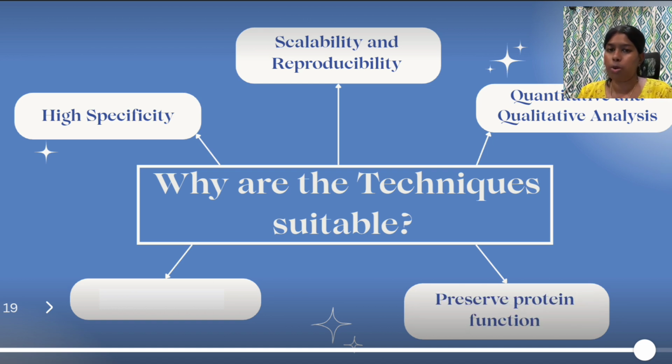Then the other point is preserving protein function. In some cases, non-denaturing methods can retain the protein activity for further functional studies. Last but not the least, versatility. These different techniques can be used combined, for example, 2D electrophoresis and chromatography together for comprehensive analysis.